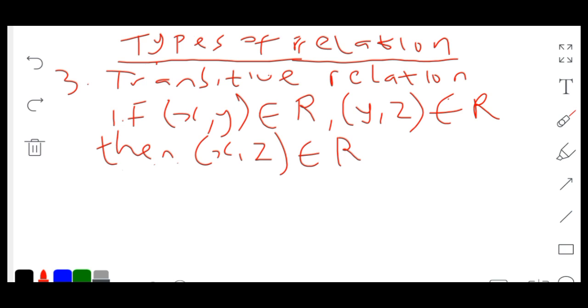Relation of (x, y) and (y, z), we can also transfer it to be (x, z). So it is transferable to z. Since x and y can relate, y and z can relate, definitely x and z can also relate.